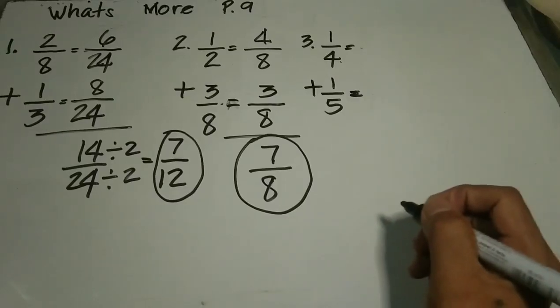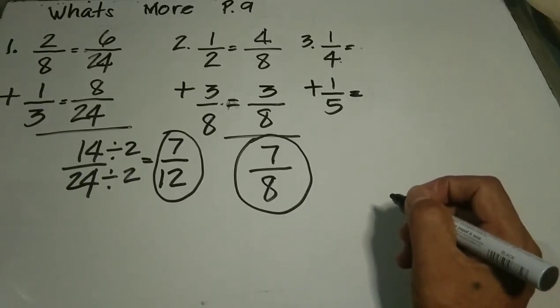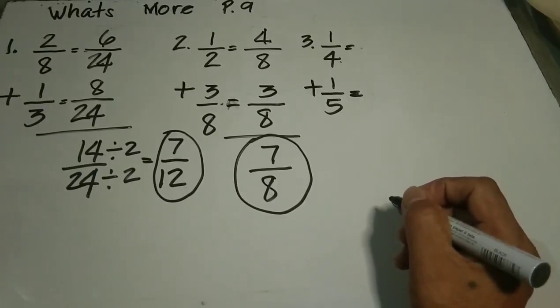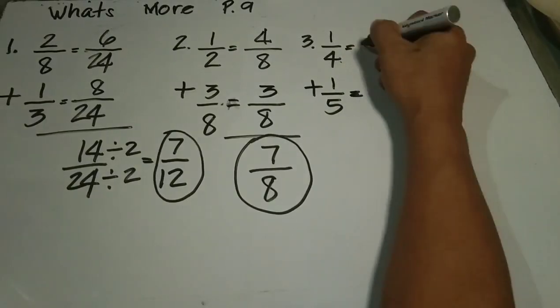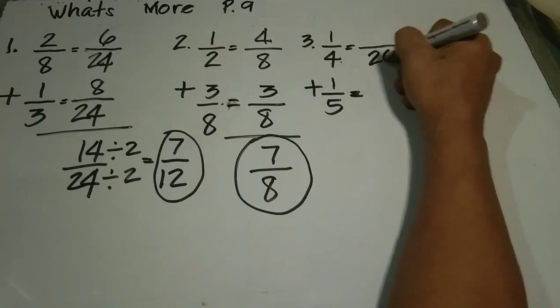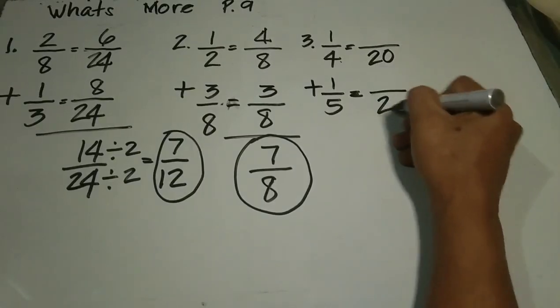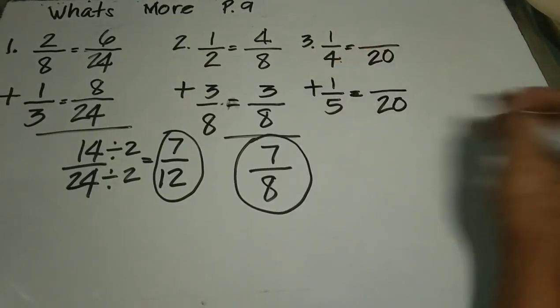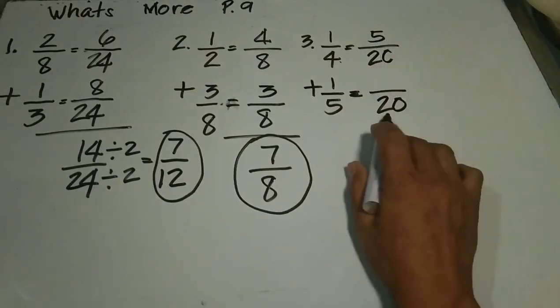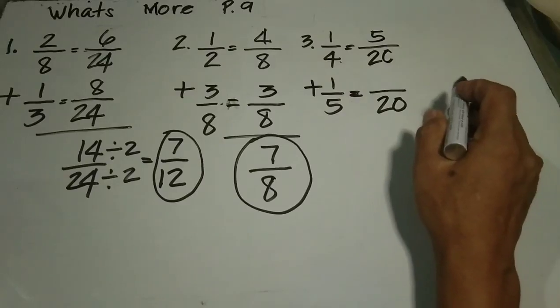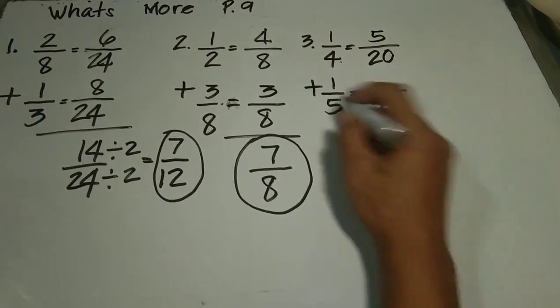So let's go to number 3. 1/4 plus 1/5. Again, the two denominators are consecutive numbers, so we will multiply right away. 4 times 5, and we will have your LCD. 20 divided by 4, we have 5 times 1, we have 5. 20 divided by 5, we have 4 times 1.